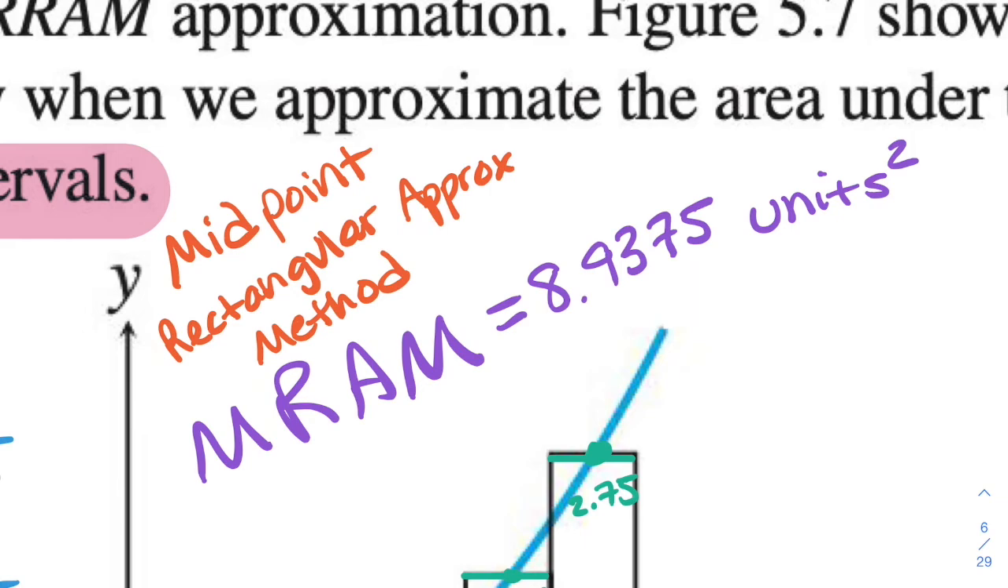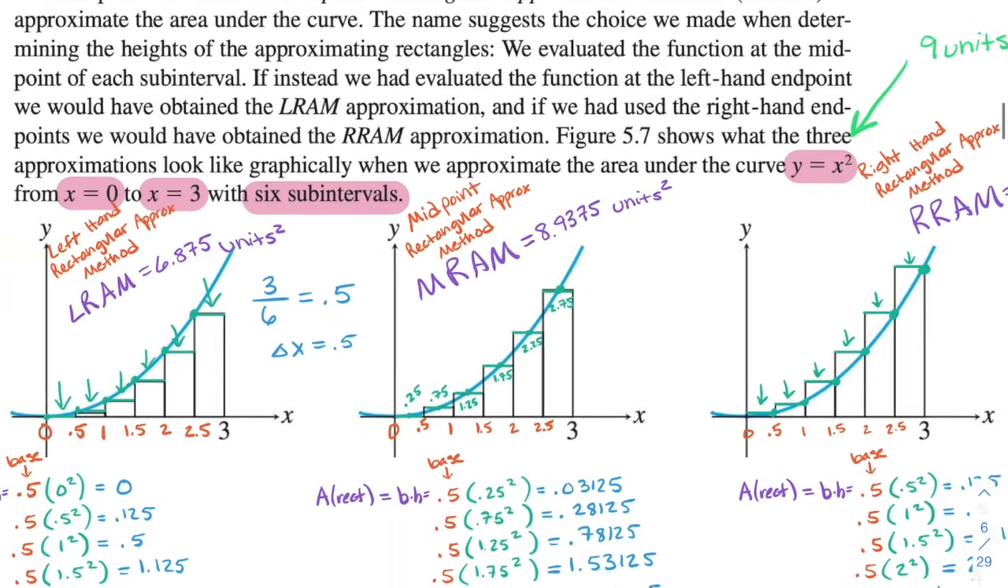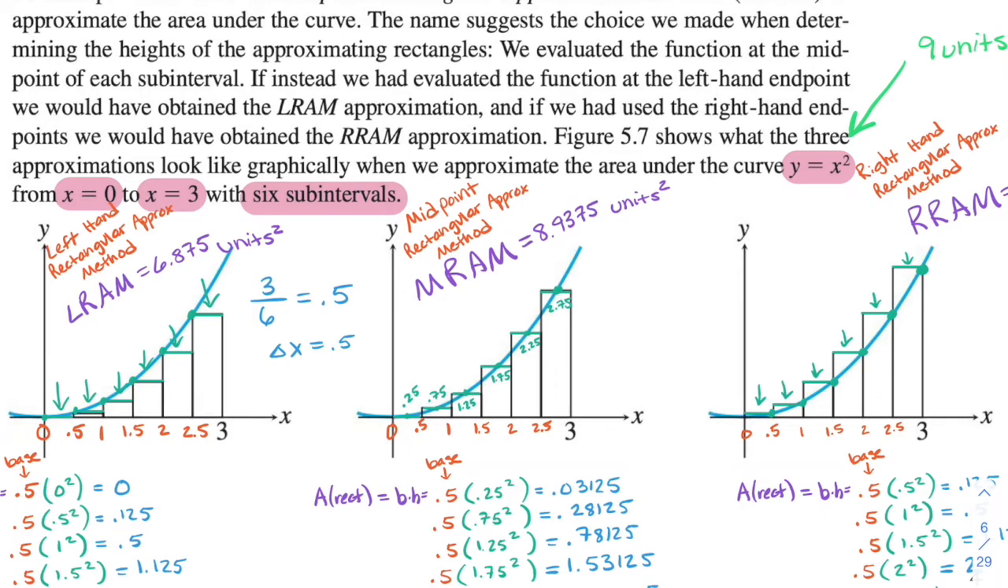We're talking 0.0625. I mean, 0.0625 divided by 9 units times 100. We're talking about 0.7% off. That's barely anything. So this is a great method to try to approximate area under the curve.